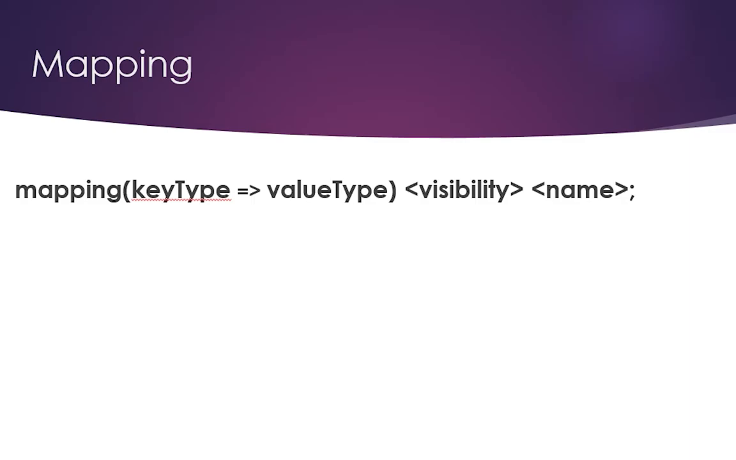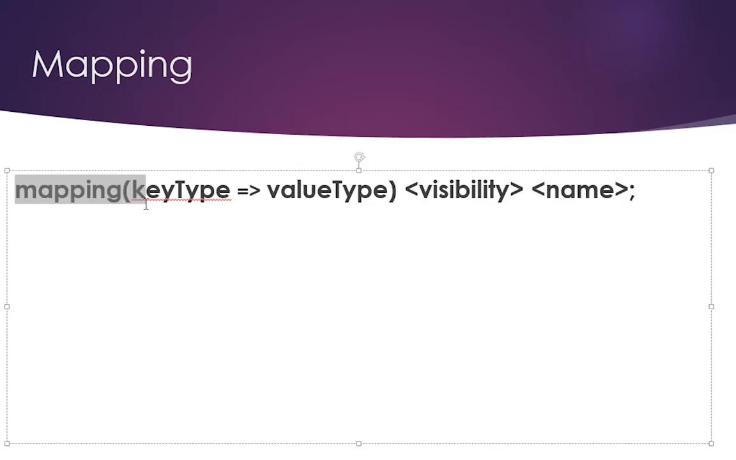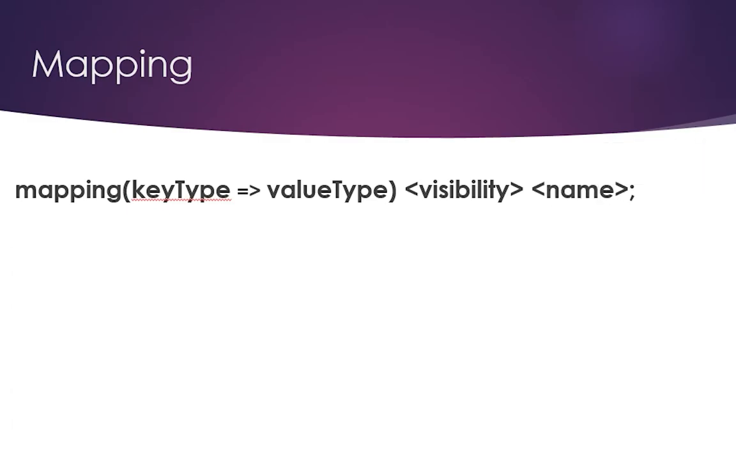The syntax of mapping looks like this. We have the keyword mapping, the key type and the value type, and then we have to specify the visibility and the name of our mapping. To understand it practically, let's move to the Remix IDE.